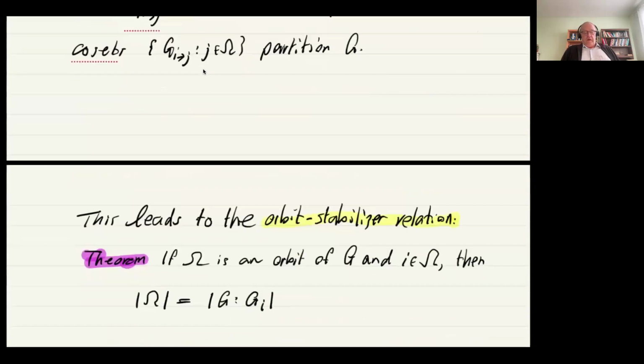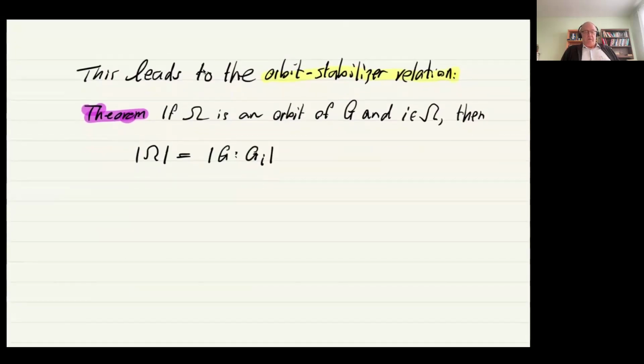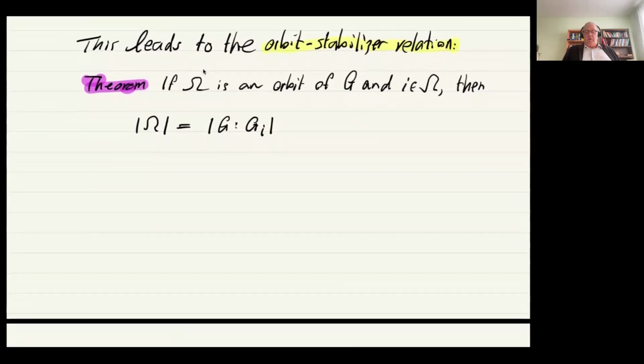Okay, and this leads to the orbit stabilizer relation, which is what I was working up to. If omega is an orbit of G and I is in omega, then the size of the orbit is equal to the index of the stabilizer, the number of cosets of G sub I. Maybe I should make that an exercise. Actually, I can't do that because this is written out in that book with Royal. But I'll take it as given. So this is the orbit stabilizer relation.